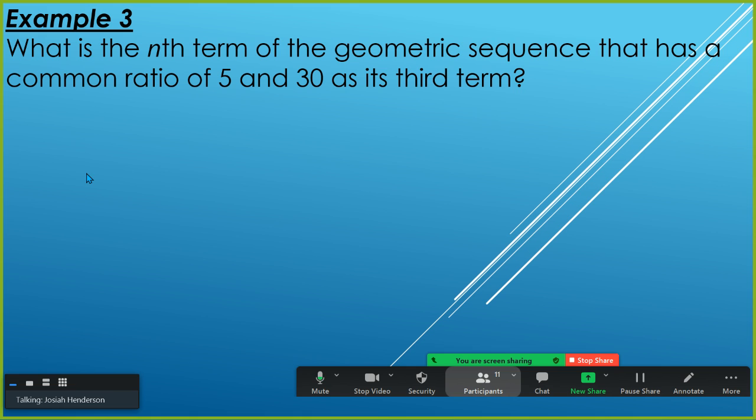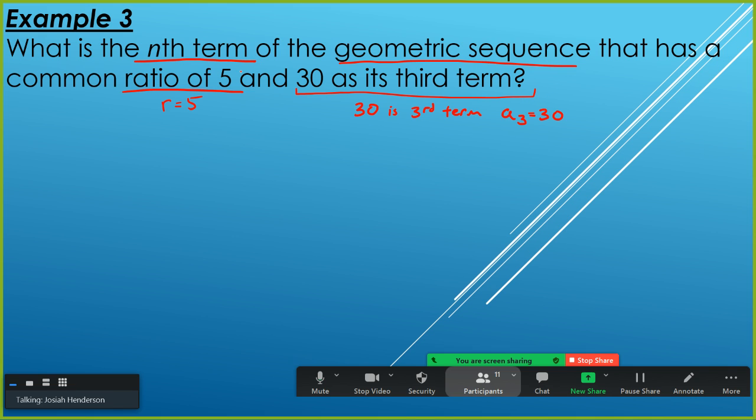This time, it's still a sequence problem, but they're not telling us straight up at the beginning what the sequence looks like. What is the nth term of the geometric sequence that has a common ratio of 5? That's good. They just told us r, and 30 as its third term. So that means a sub 3 is 30.